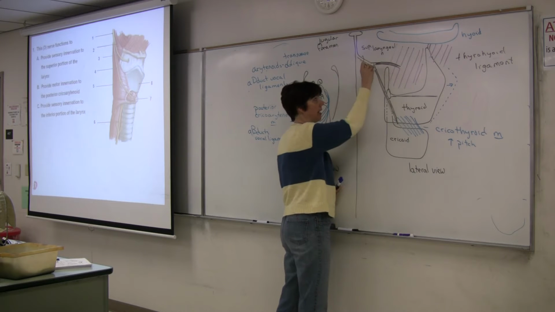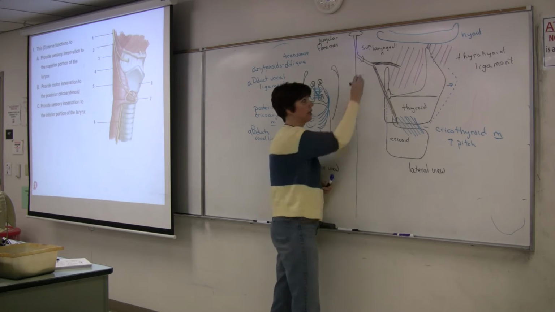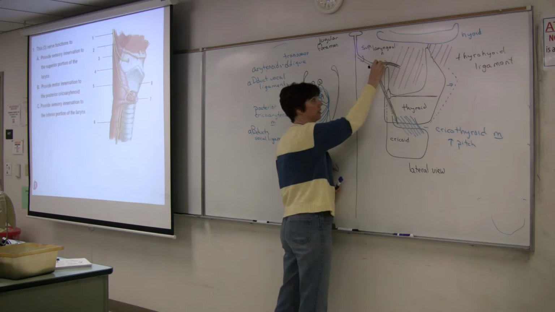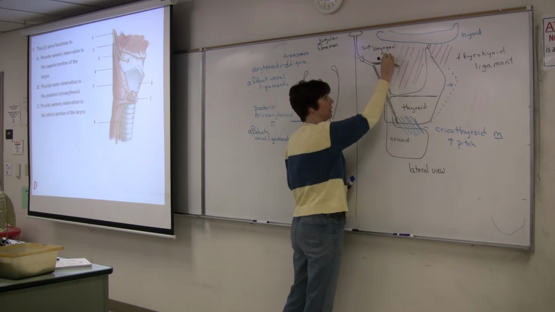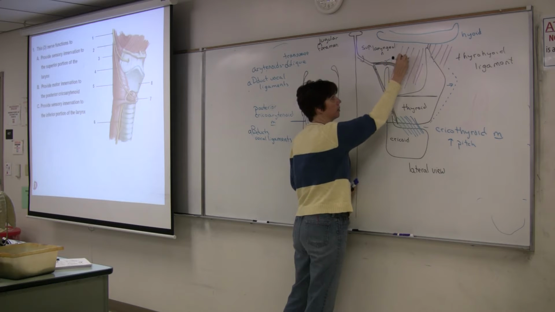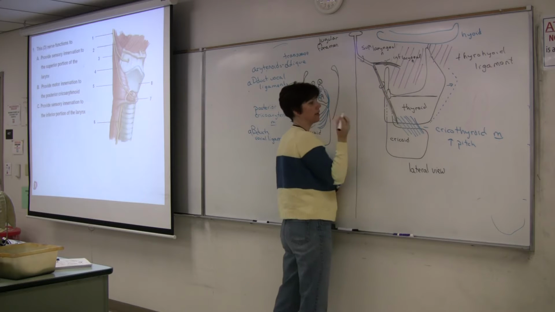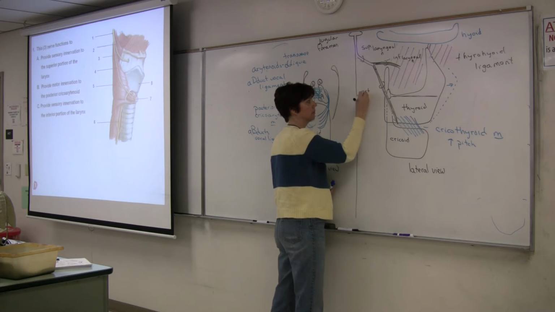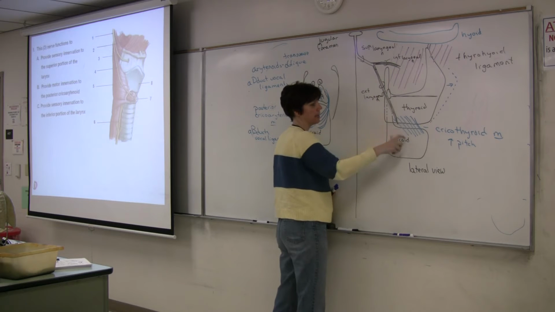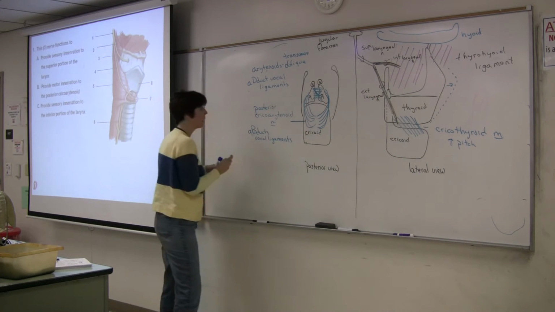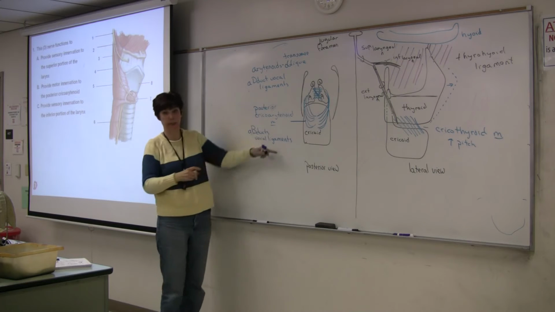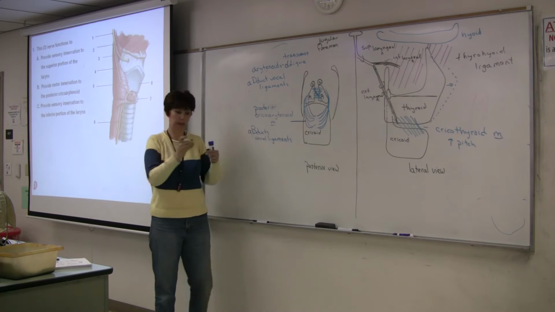So these two branches have separate functions. Internal laryngeal nerve is only sensory. And I'll write this on a chart on the board in just a sec. External laryngeal nerve is only motor. And you can see the muscle that it's motor to. So, can I erase this picture? Everybody's okay with that one?